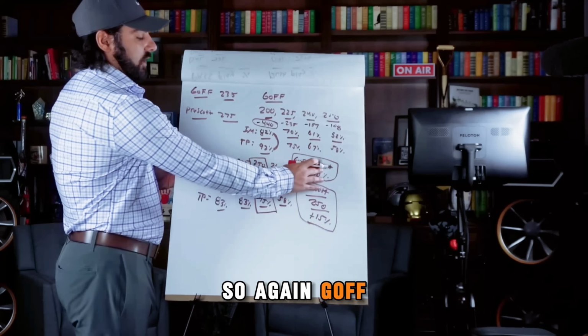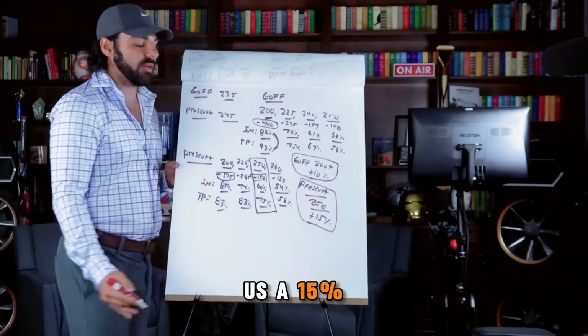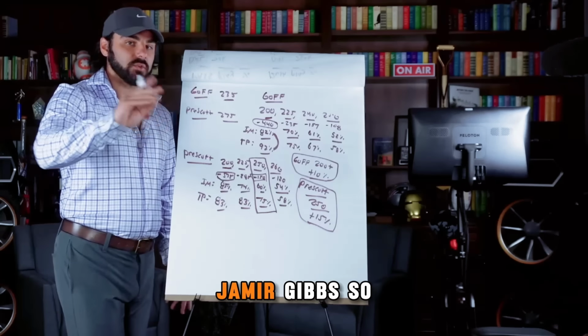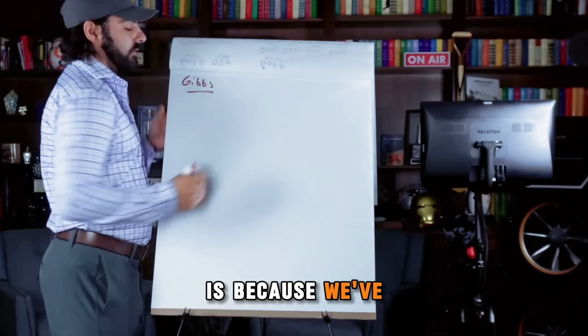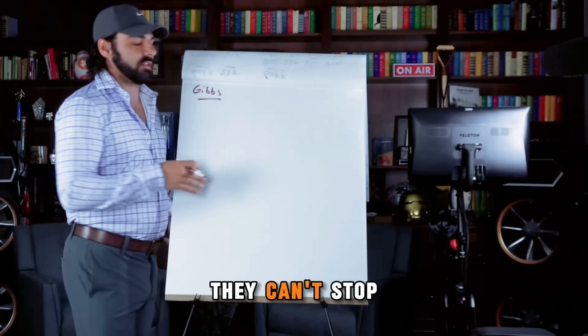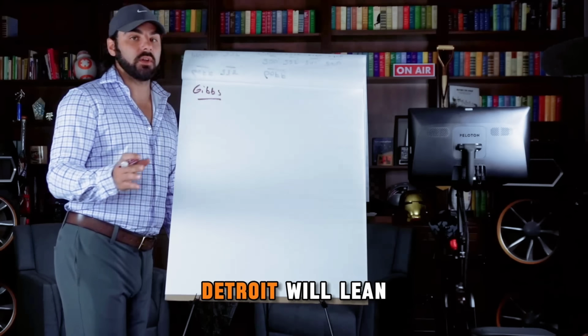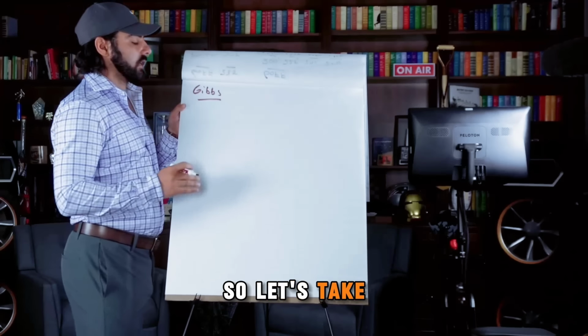So again, Goff 200 plus gives us a 10% edge. Prescott 250 gives us a 15% edge there. Now let's go ahead and take a look at Detroit Lions running back Jahmyr Gibbs. The reason why we're going to do that is because we've already established that Dallas can't stop the run either. And we've established that on offense, Detroit will lean either way here. Whatever's working is where they'll lean heavy.